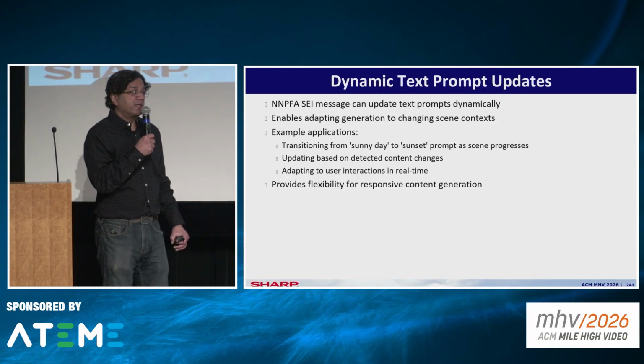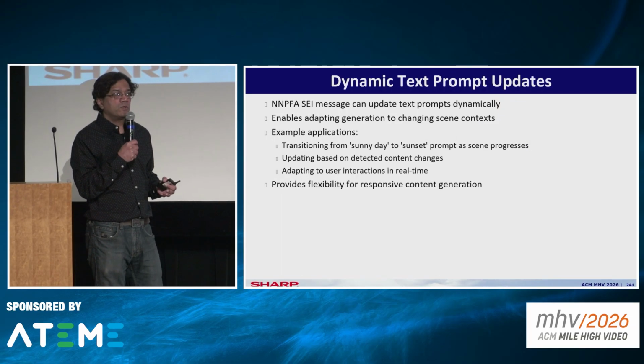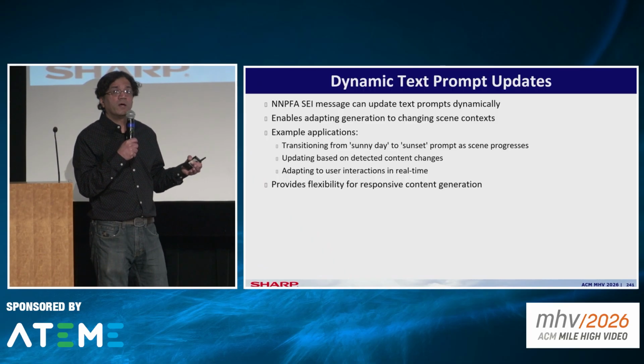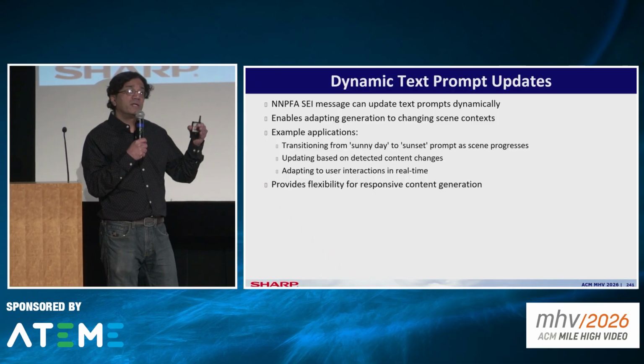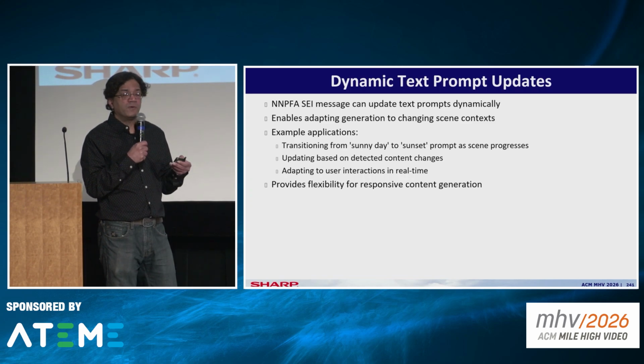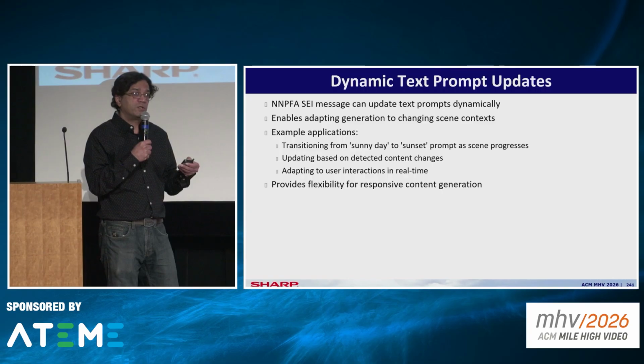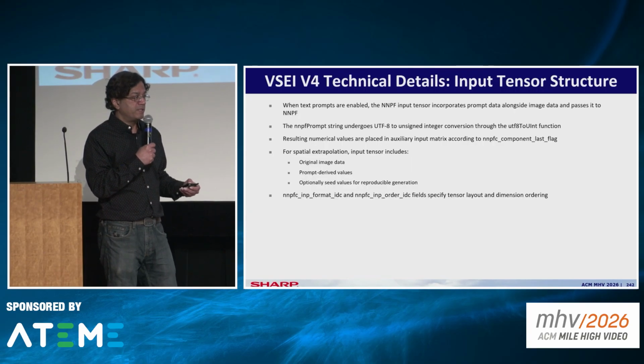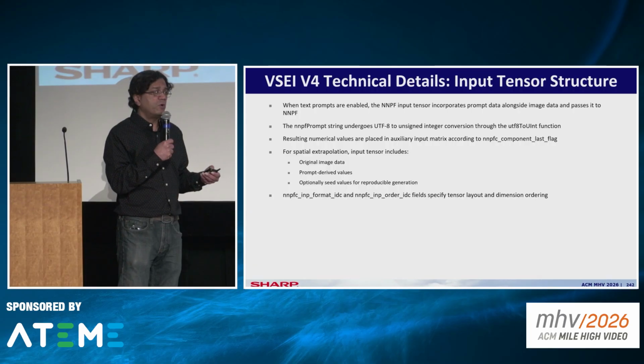Then the dynamic text prompt updates: what it supports is that you can start with a particular prompt, and then as your video progresses, you can update it by using the same NNPFC message, but just change the prompt via NNPFA. And that provides the flexibility of reacting to a scene change, or if you want to change something as time progresses. So, some more technical details about what is in version 4.